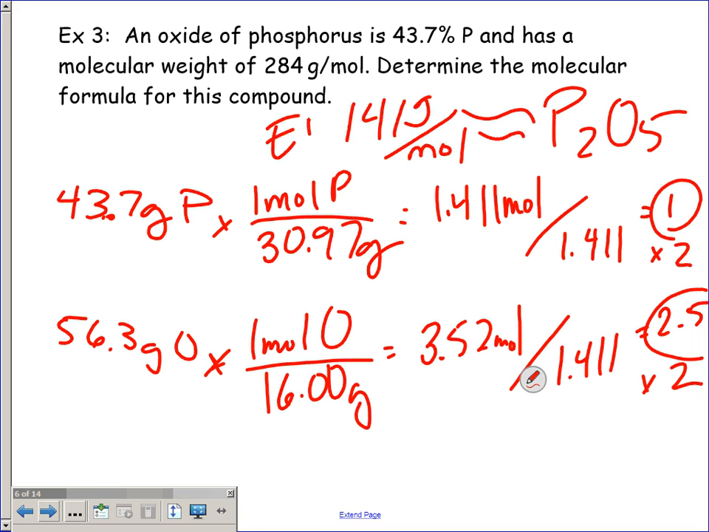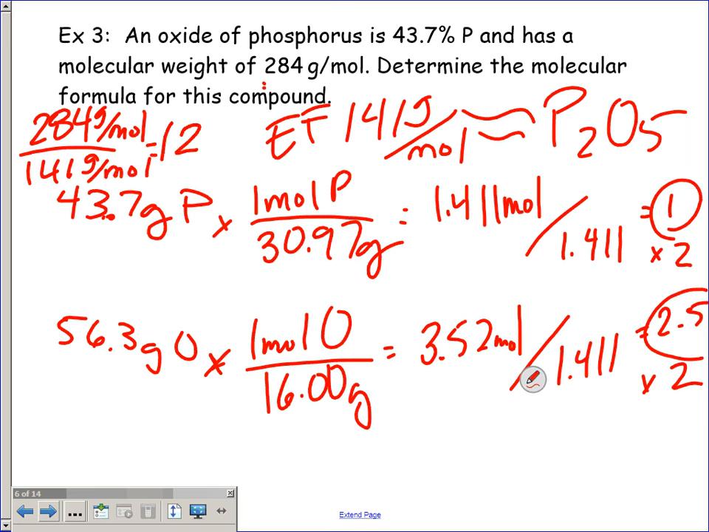And that's the empirical formula mass, right? 141. The molecular mass is 248. What's my multiplier? 2. So what you're looking at is the difference, the multiplier difference between 141 and 248. So in your head, you're doing 248 divided by 141 grams per mole. And when you did that, you got 2. So what is the molecular formula?